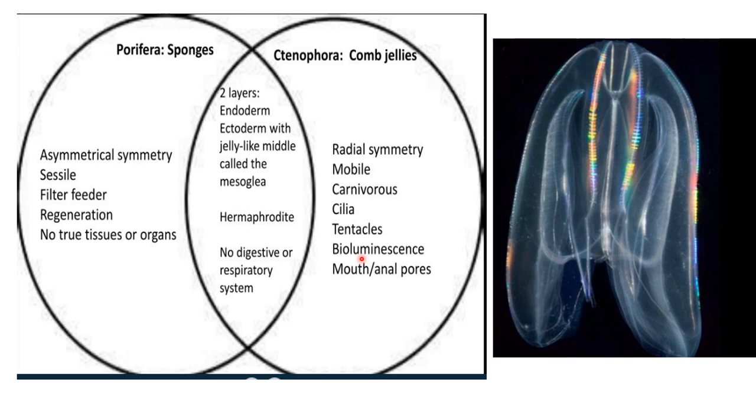But a very important feature of comb jellies is bioluminescence, that is the ability of a living organism to emit light. Here, see how beautifully they emit light. This is a very special characteristic feature of the ctenophores. They reproduce only by sexual means, and the fertilization is external. The development is indirect, producing a larval stage called the cydippid larva.